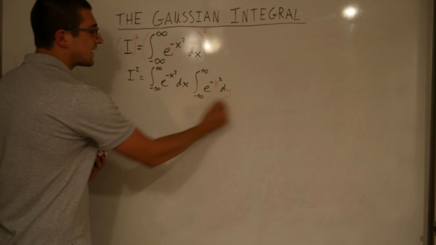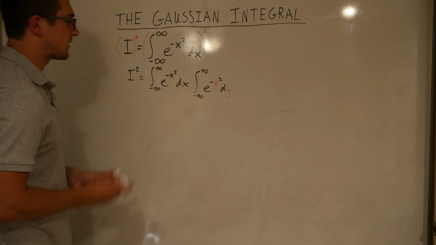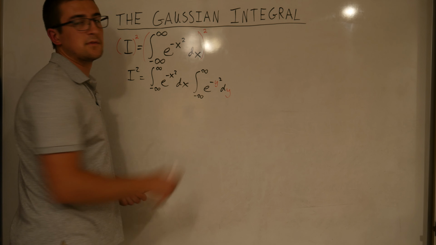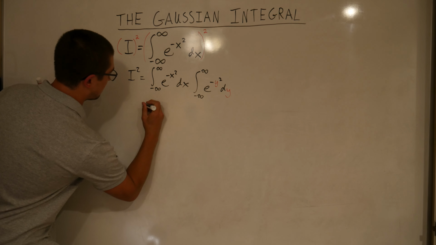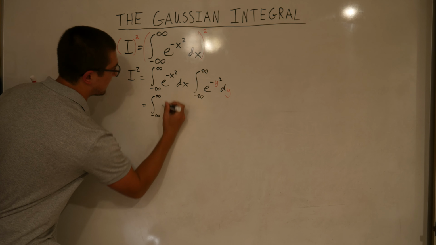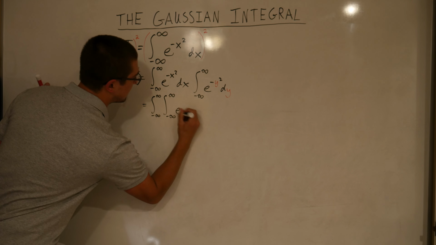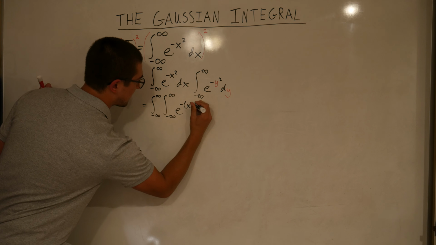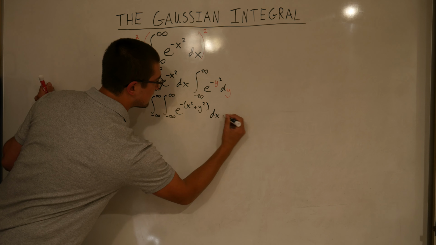And then we can combine these two integrals because the functions that we're integrating have an equivalent base, so we can add their exponents and rewrite it as two integrals, both from minus infinity to plus infinity, of e to the minus x squared plus y squared dx dy.